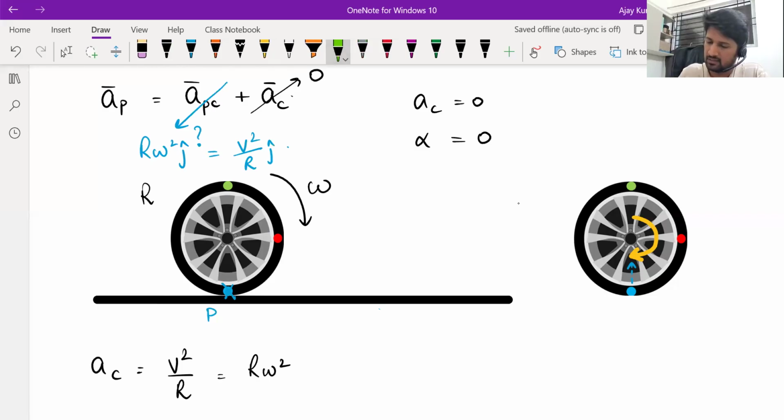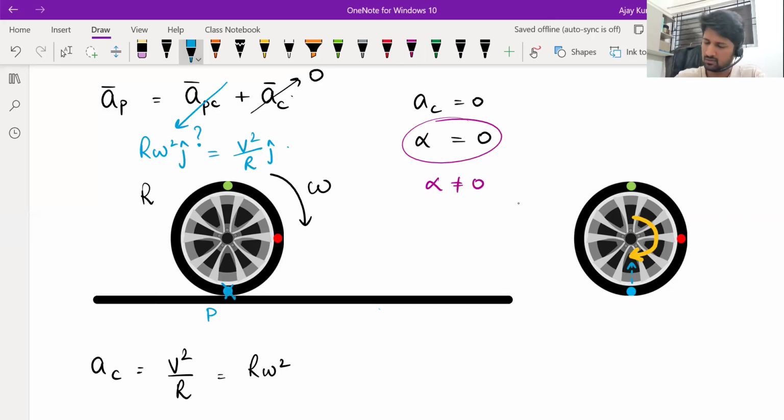What if it had angular acceleration as well? Suppose alpha was non-zero. If alpha is non-zero, then the rate of rotation will be changing. Omega will be changing. And if omega changes, v is equal to r omega, the speed of circular motion has to change. And for speed to change, there must be tangential acceleration. So if alpha is non-zero, the particles will have tangential acceleration also with respect to center of mass.